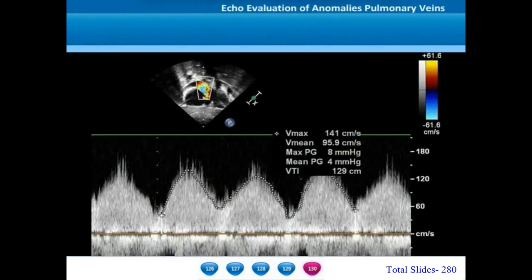Most of the coronary sinus TAPVCs are unobstructed. There will be a mild flow turbulence due to high pulmonary blood flows. You can see that the spectral Doppler tracing is showing a mean gradient of around 4 mm of mercury, which is not very significant on the pulmonary venous pathway.